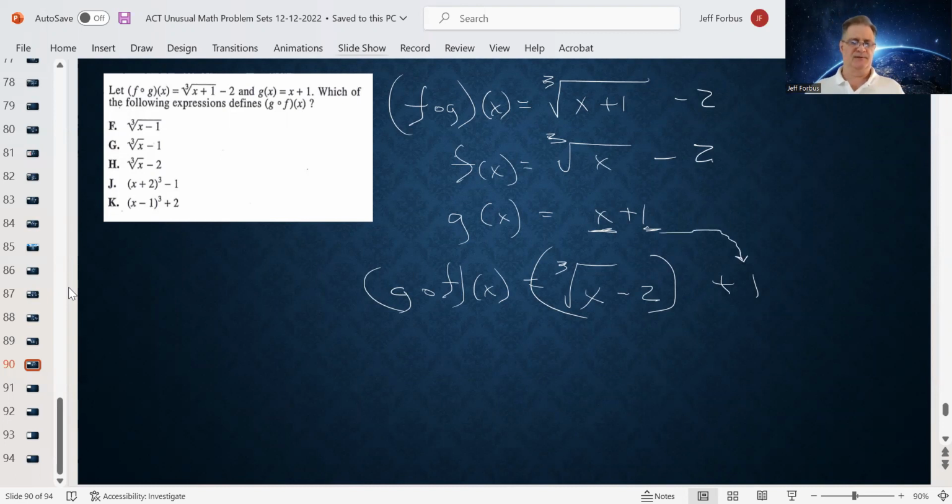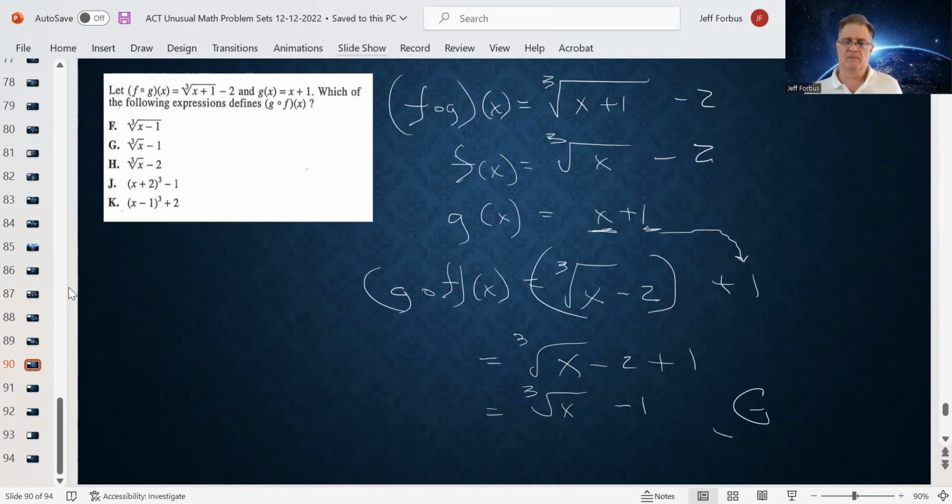All right, now let's just get rid of the parentheses. So you're going to have the cube root of x minus 2 plus 1. Well, negative 2 plus 1 is going to be a negative 1. And that leaves us the cube root of x minus 1. So g composed of f of x is the cube root of x minus 1. And that's answer choice G.